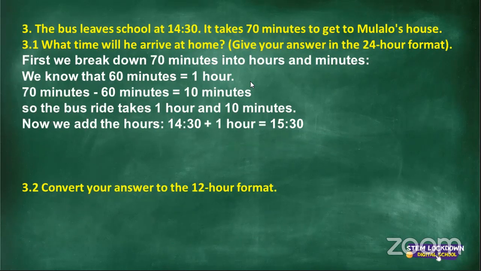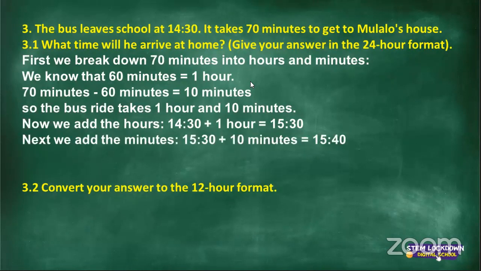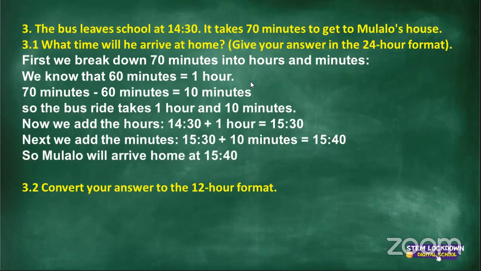14 hours plus 1 hour would give you 15 hours. Then the 30 minutes plus the 10 minutes will give you 40 minutes. That is why we have discovered that Mulalo will arrive home at 15:40, which is 70 minutes after 14:30. So that's what we wanted to find out. We wanted to find out what time exactly is 70 minutes after 14:30.